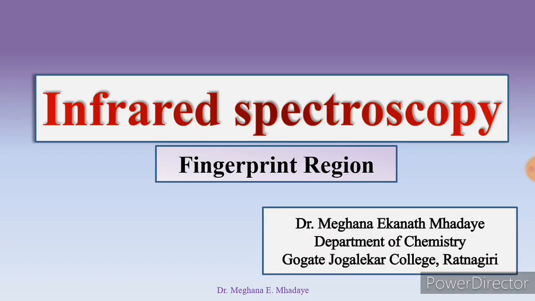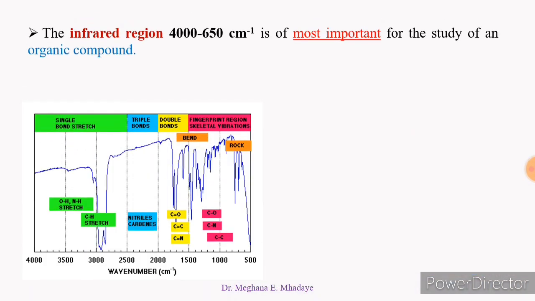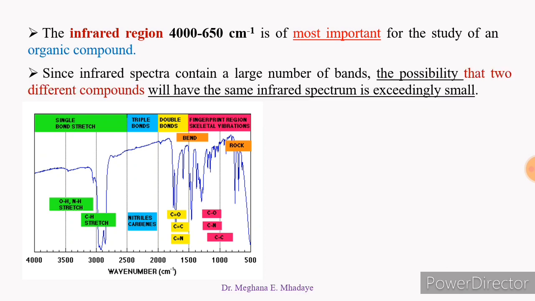Today we are studying the fingerprint region in infrared spectroscopy. The infrared region from 4000 to 650 cm⁻¹ is the most important for the study of an organic compound.